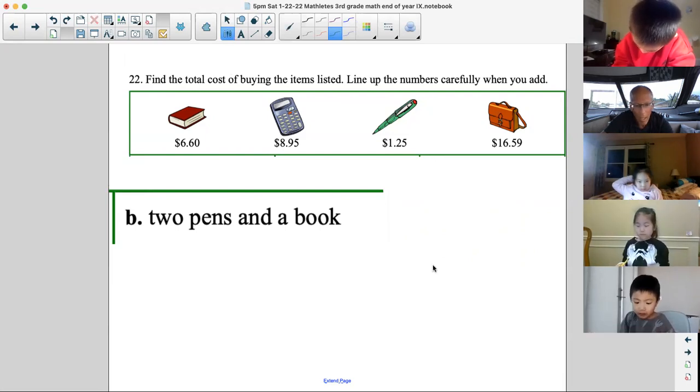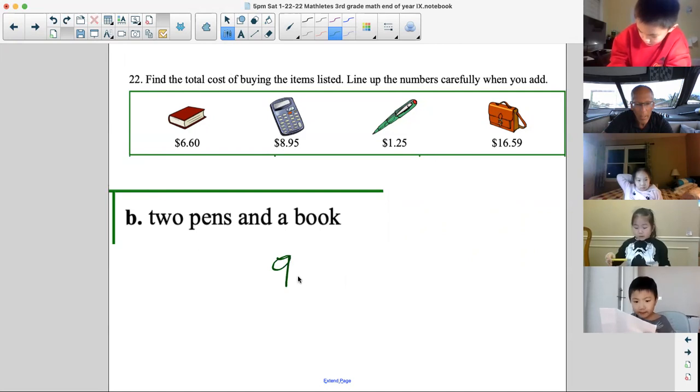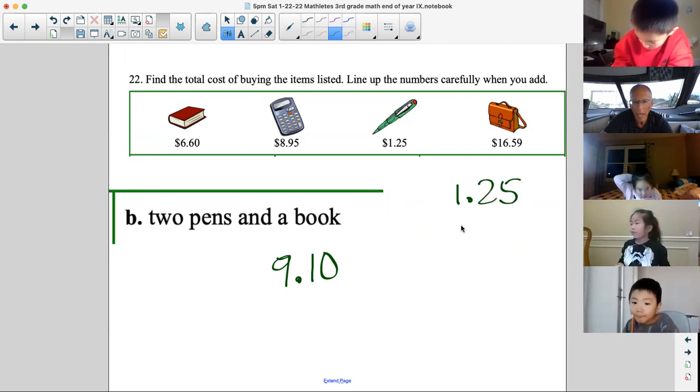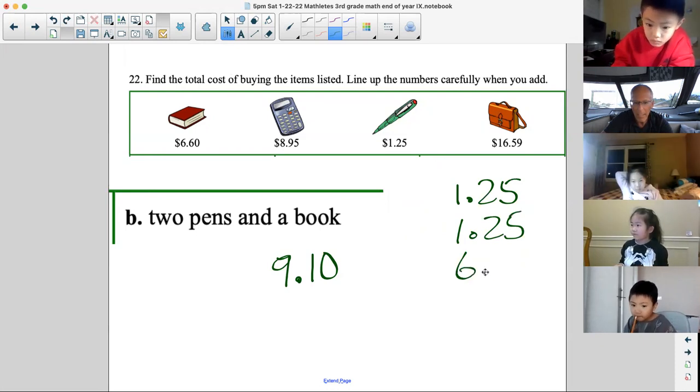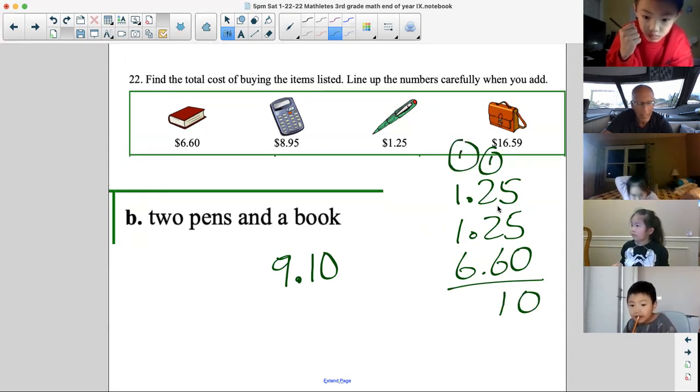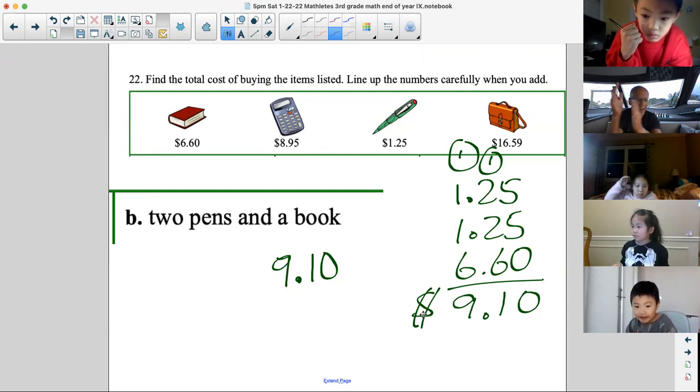9.10, and that would be $1.25 twice, $6.60. And oh boy, look at this. Everybody give Jason a round of applause.